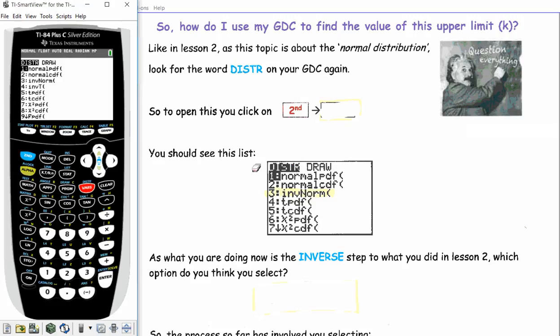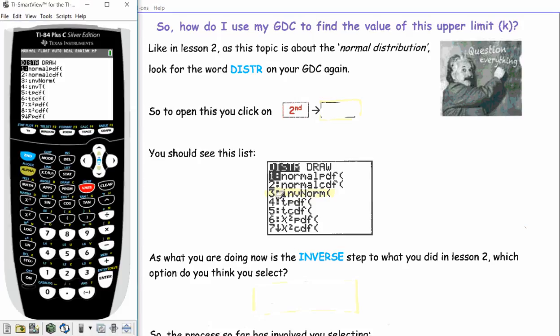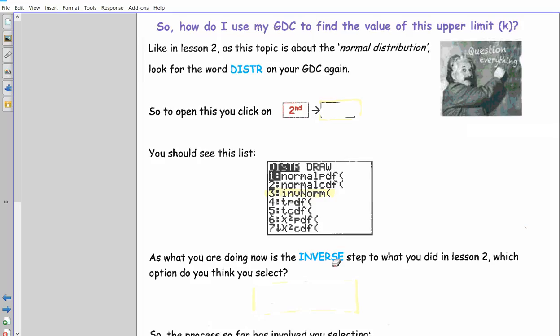You should see this list, and the one we use to find the upper boundary is the third one, inverse norm. Number 2 is for finding the area, or the probability, which we did last lesson. Number 3 is for finding the boundary if you're given the area. So see inverse norm, number 3. What you're doing now is called the inverse, like the reverse step. You're given the area and you're instead asked to work out what the upper boundary is. What option do you think you select? Because it's the inverse step. Yep, it's inverse norm. We're selecting the third option, inverse norm.